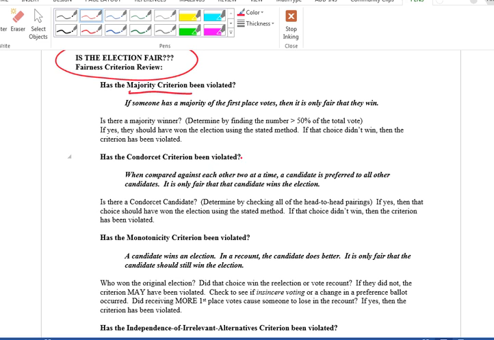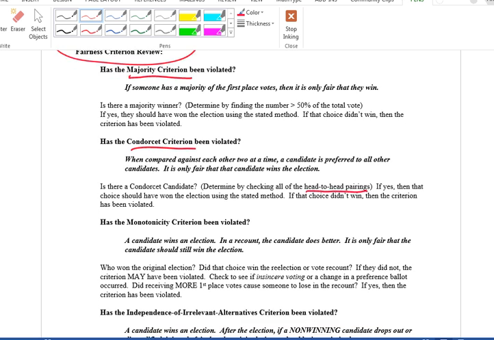Has the Condorcet criterion been violated? That says when compared against each other two at a time, if a candidate is preferred to all other candidates, it's only fair that they win. So if you have somebody that never loses a head-to-head comparison, they ought to win your election. So the first thing you would decide is, is there a Condorcet candidate? You would have to check all the head-to-head pairings. Okay, that's kind of a pain, but that's what you'd have to do. If they win, great. If not, then you would say that has been violated.